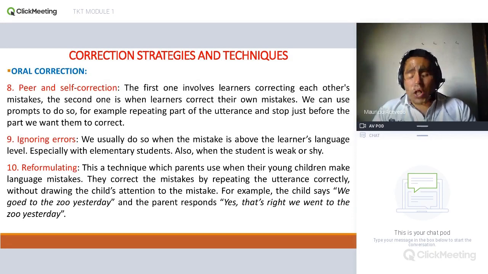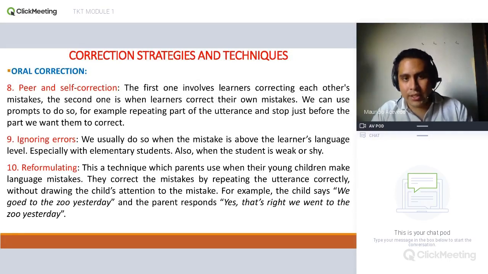But sometimes, teachers, there are occasions, situations in which we can ignore errors. How can we do so? Well, we usually do so when the mistake is above the learner's language level, especially with elementary students. Also when the student is weak or shy.